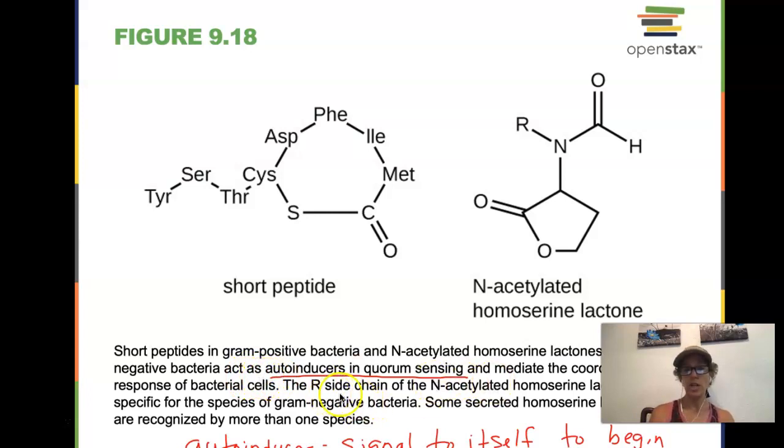So the R side chain of the N-acetylated homoserine lactone is specific for gram-negatives, and they might be recognized by more than one species, but a particular gram-negative cell could secrete this chemical, and it would signal itself. So the more of those species that are in the area secreting this hormone, or this peptide, is a way for the cells to determine or sense how many of them are in a particular area.